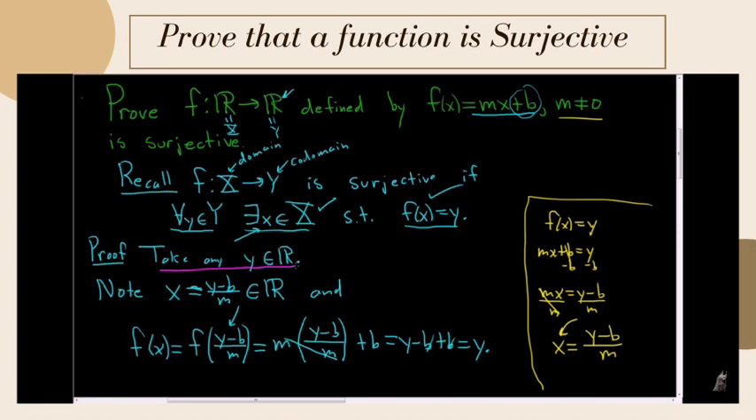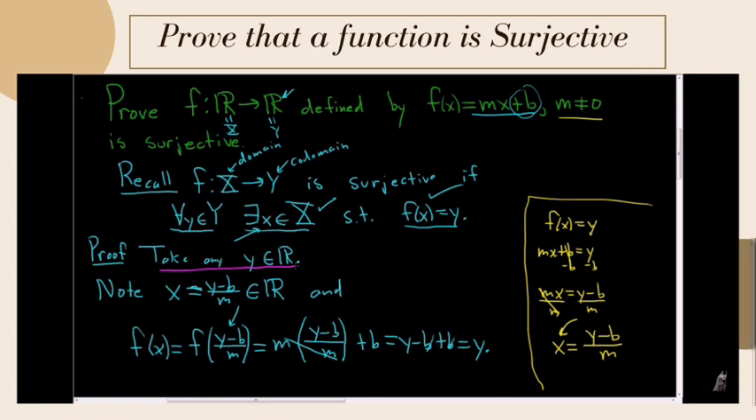So we have to start by taking any value in the set. So take any y in our set of real numbers. And now, we have to show that we can find an x value such that f of x is equal to y. So let's go to the side and figure out what the x value is. So we want f of x to be equal to y, so we want mx plus b to be equal to y.